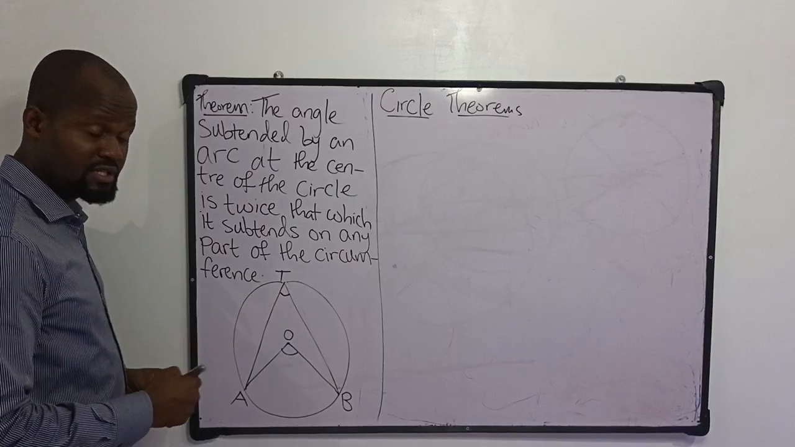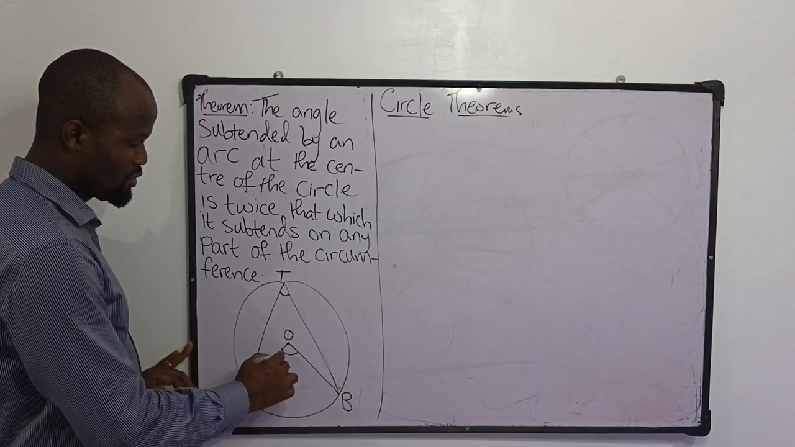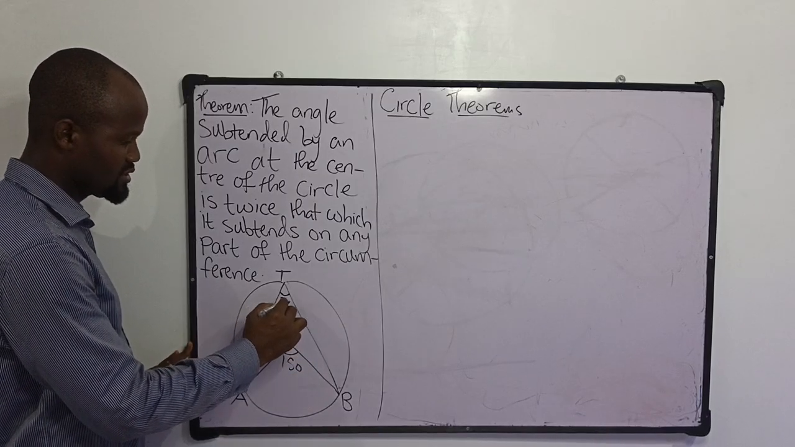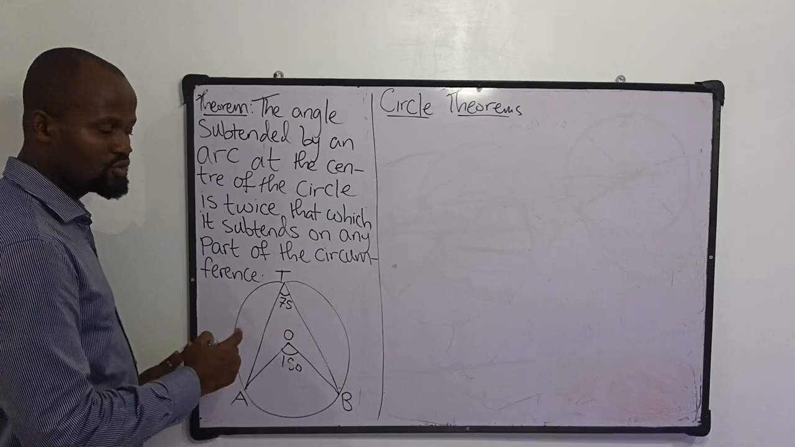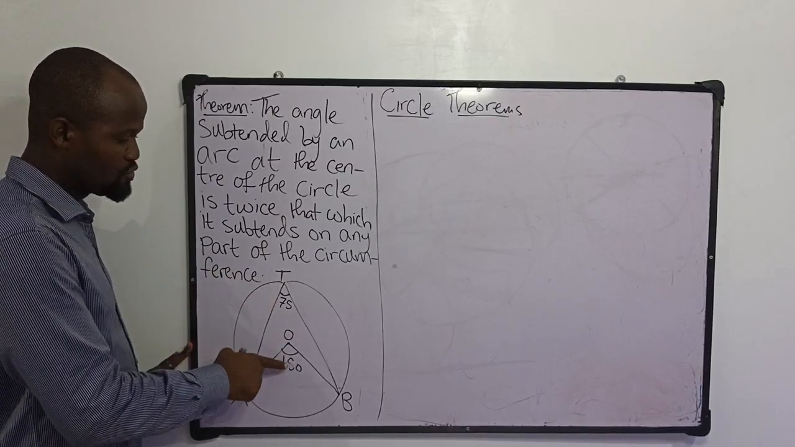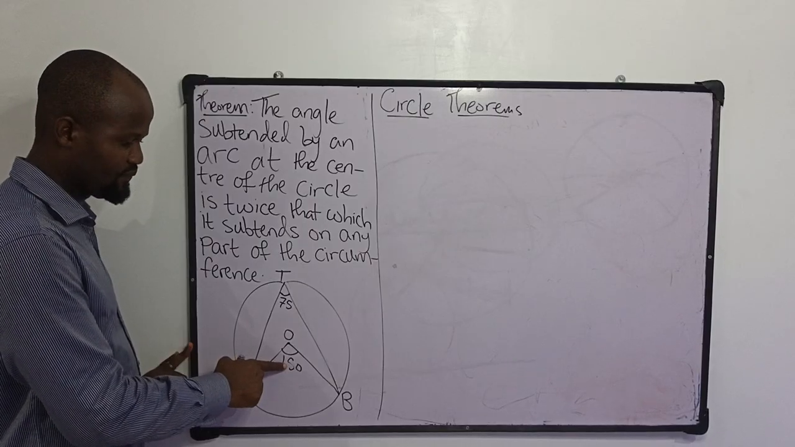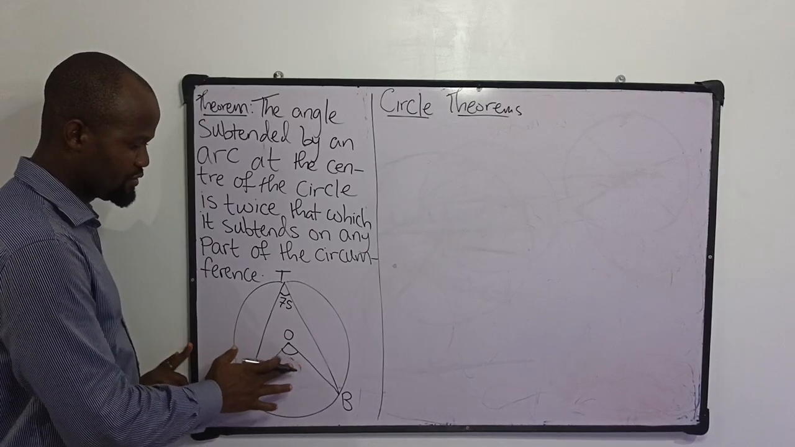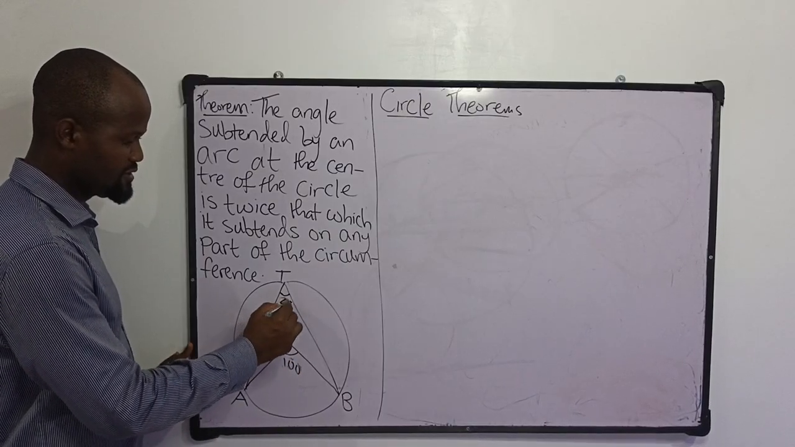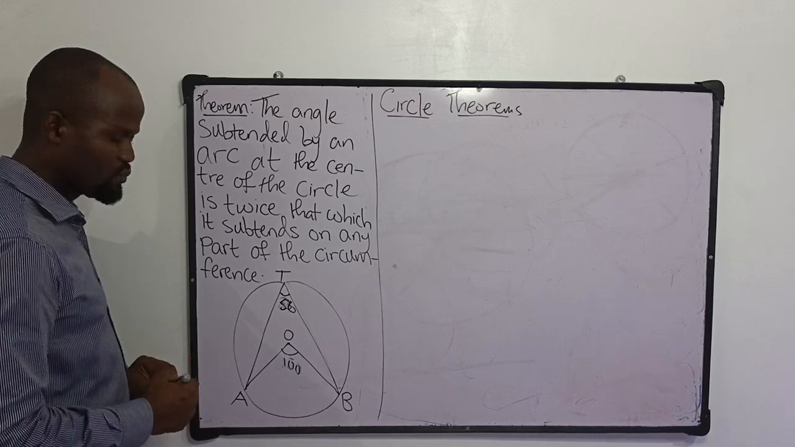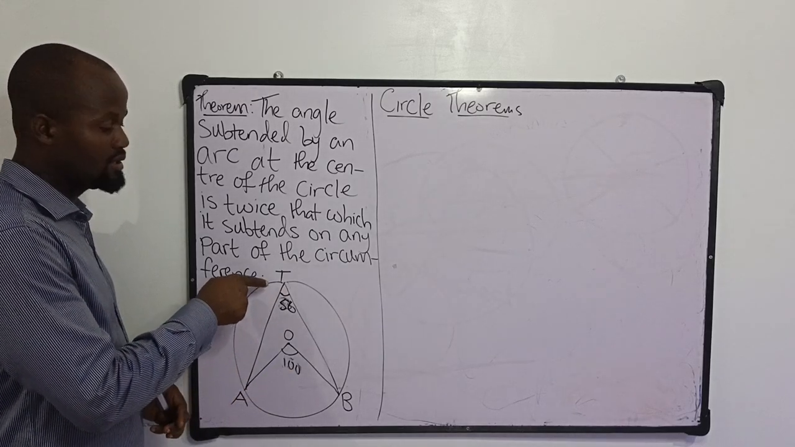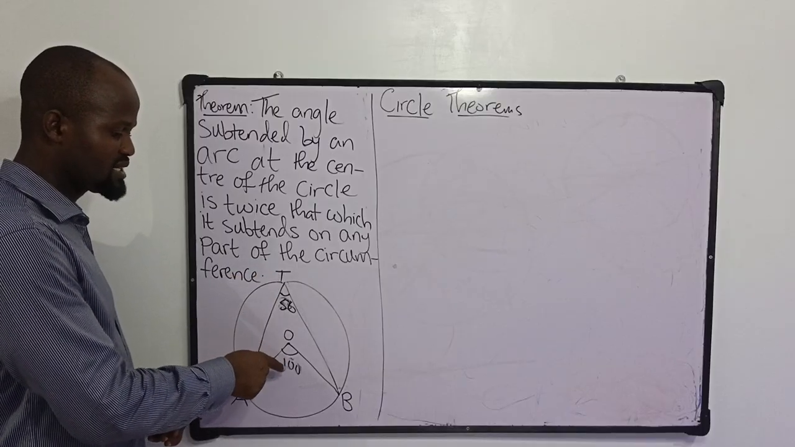For instance, let's say this angle here is 150 degrees, it means that this is going to be 75 degrees. So if I multiply the one it forms at the circumference by 2, I'm going to get the one it forms at the center. If this was 100 degrees, it means this is going to be 50. Okay, so that is what we're going to try to prove. We're going to try to prove that once you multiply this angle formed at the circumference, it will give you that which it forms at the center.